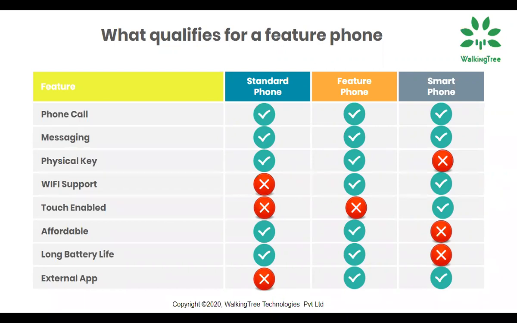Okay. So if you see this, the feature phone is having certain features of a smartphone and certain features of a standard phone. It comes as a mid variant between a standard phone and a smartphone. Okay. So to answer a question for ourselves, it has certain features of a smartphone, certain features of a standard phone. That's called a feature phone.